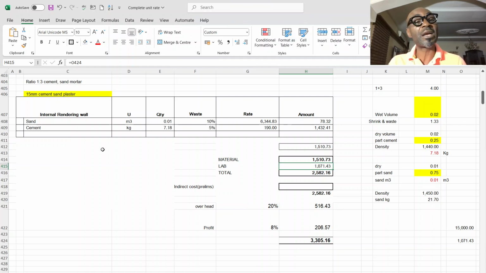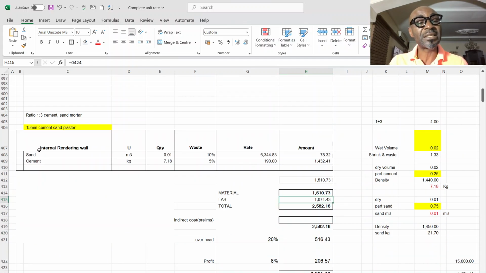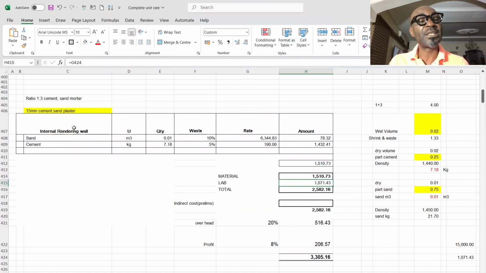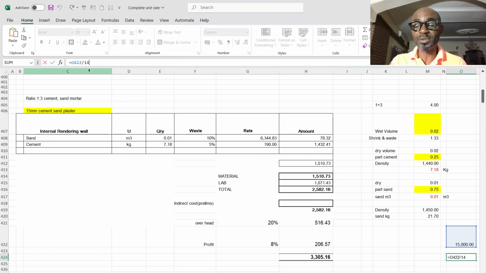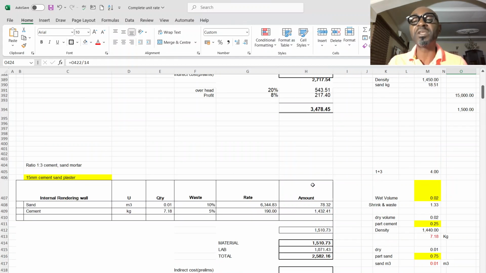And if it is 15 square meter for 12 mm plus for 15 mm plaster. So if it is a 15 square meter wall, I'm talking about wall, and the cost for the mason's labor is 15,000 per day. So if you divide 15,000 by 14 square meter, here I'm using 14. Let's leave it at 14. 14 square meter, you're going to have 1,071 naira per square meter.